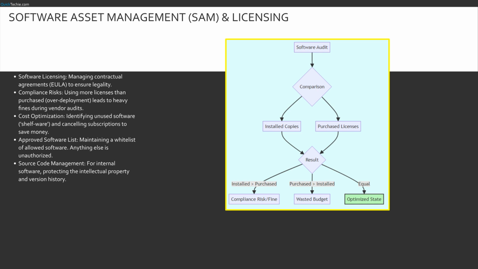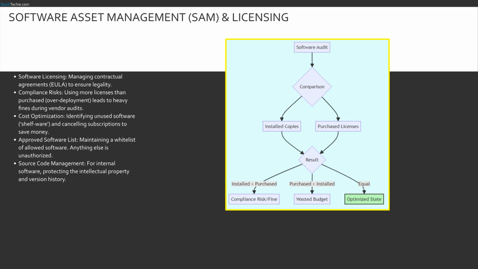Software asset management, or SAM, is often more complex than hardware because software is intangible. It revolves around licensing. We must respect the End-User License Agreement, EULA. If we install 500 copies of a program but only paid for 100, we face massive fines. Conversely, if we pay for 500 but only use 100, we are wasting money on shelfware. SAM helps us optimize these costs.